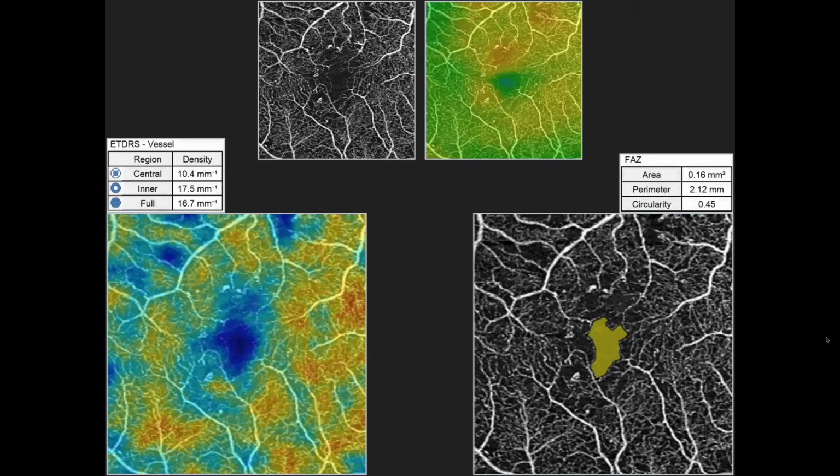Specifically, you can calculate vessel density using a standard ETDRS grid and numerically quantify this by quadrant. And you can also look at the foveal avascular zone and measure aspects like circularity and area. These foveal measurements are important because as the circularity of the foveal avascular zone, or FAZ, becomes less circular, and as the FAZ enlarges and the area gets bigger, then you're looking at a patient with worsening ischemia.